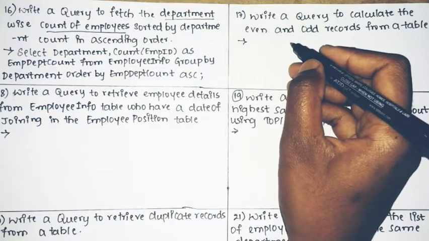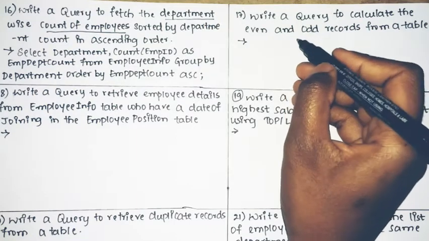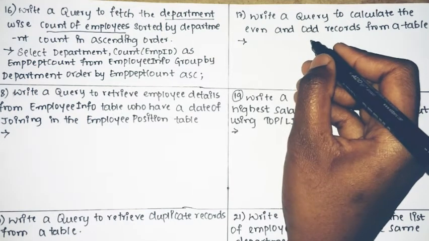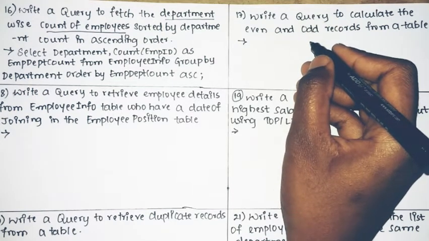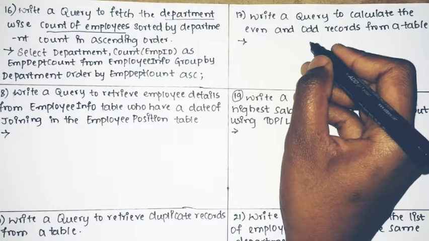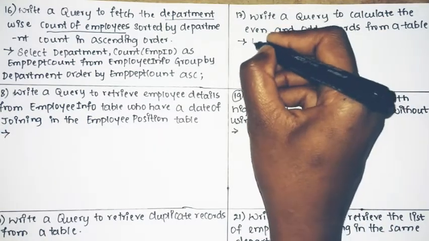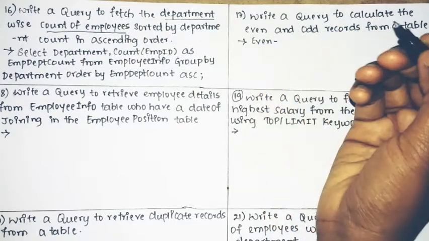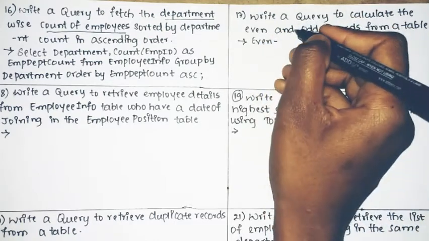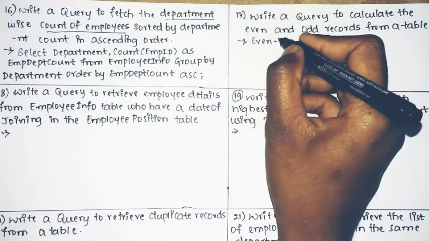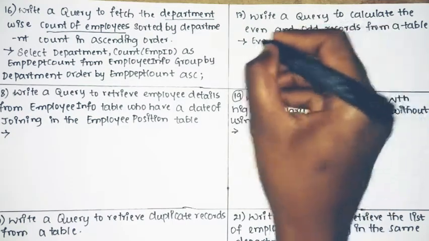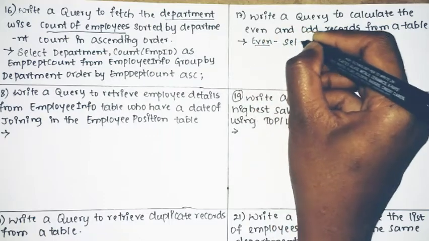So next thing is write a query to calculate the even and the odd records from a table. So these are some of the common queries they will be asking, like how to find the even and the odd records from the table. First you need to write it separately, first to find the even records. So for even records you need to write a select statement.